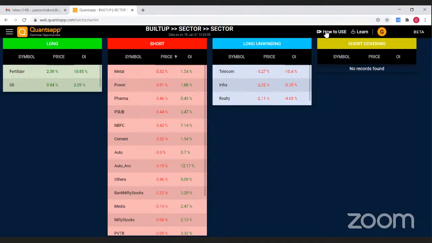And if you look at the long unwinding side, that's also an interesting point. You can see the telecom sector here. The price decline is more than 3%, and the OI decline is also almost 10.5%, which says that in the telecom sector stocks, OI has fallen and prices have also fallen. So there's a possibility that market participants are booking profit here. Price has declined significantly, OI has also declined significantly. So this is one way you can look into this telecom sector.